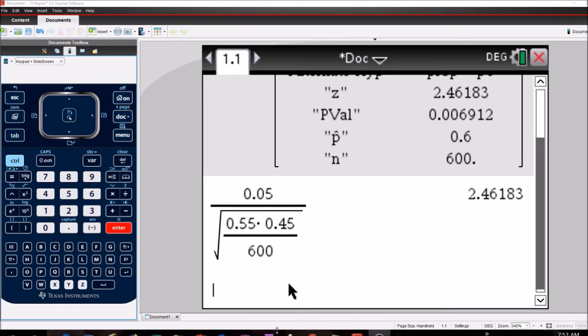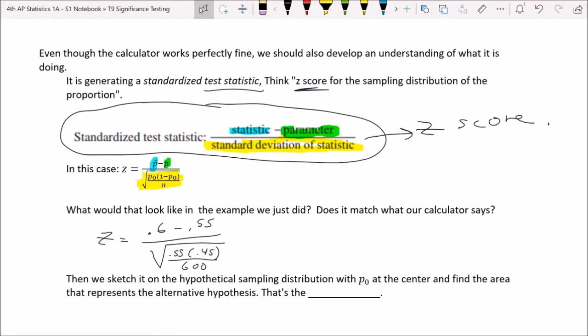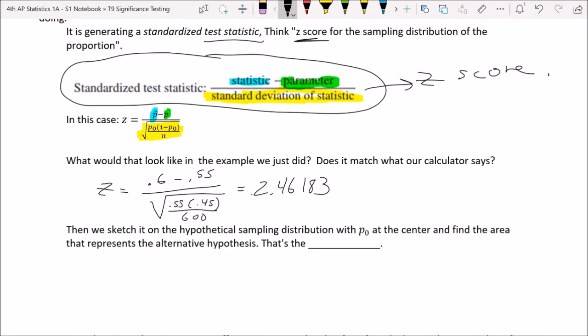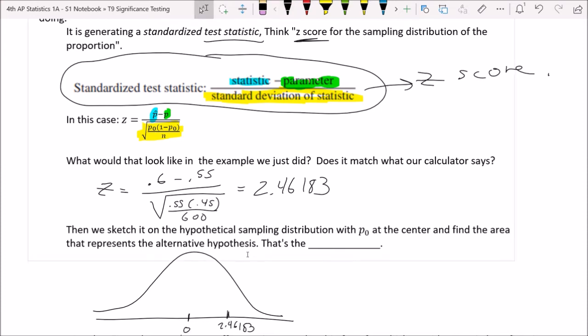So we're not done yet. What does that mean? 2.46183. What does it mean? Well, let's sketch that out. It's actually the same sketch we did before on the question. Over here, 2.46183, because the standard normal curve is centered at 0. And we're actually going to double check and see what the p-value would be, because based on our alternative hypothesis, we're looking for this area.